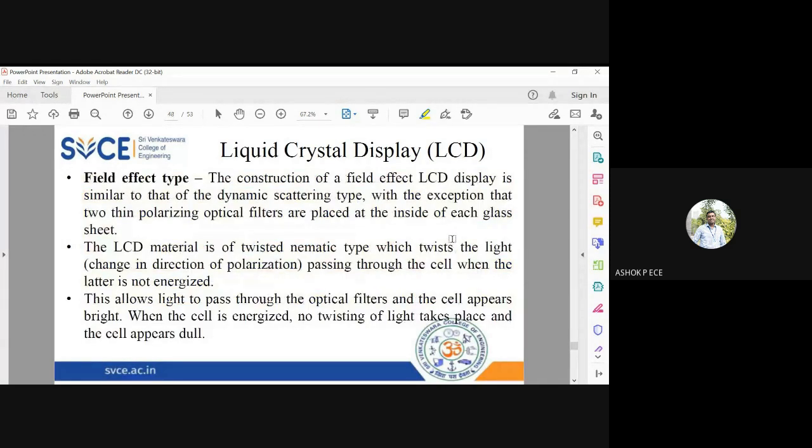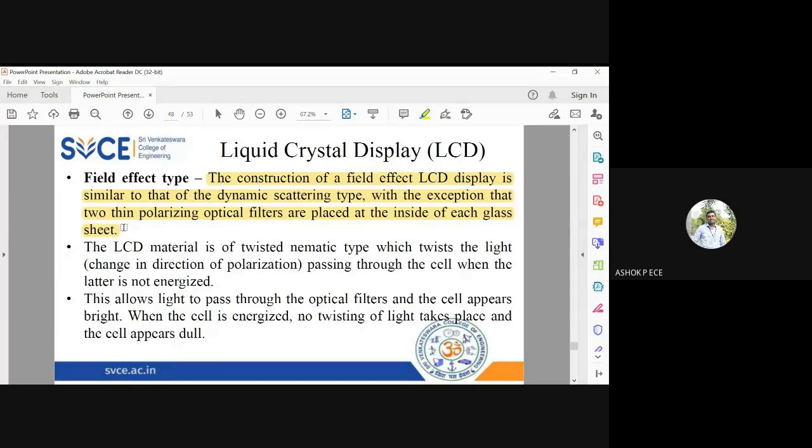Next one is the field effect type. The construction of the field effect type is similar to that of the dynamic scattering type. The only difference is that two thin polarizing optical filters are placed at each glass sheet. Inside the glass sheets you have electrodes in the dynamic scattering type, right? But in the field effect type, in addition to the two electrodes, we are going to place optical filters. Filters are used to pass or reject some particular components. Optical filters means some colors will be allowed, some colors will be stopped from passing. That is the purpose of optical filters.